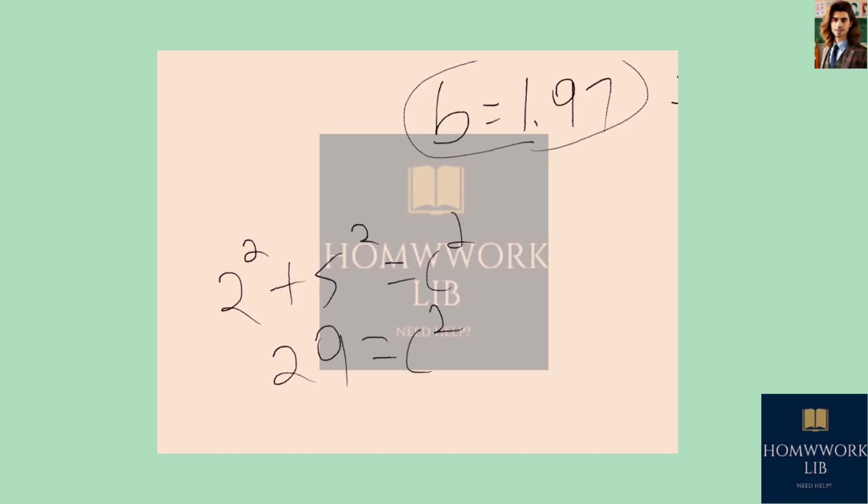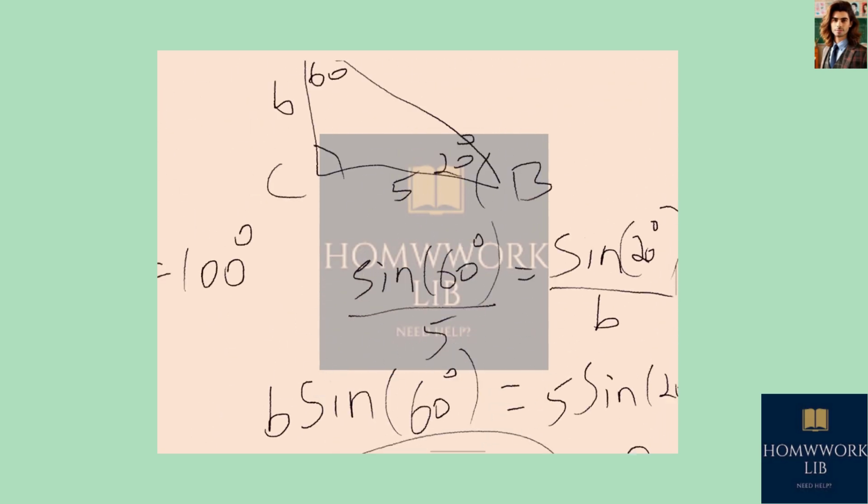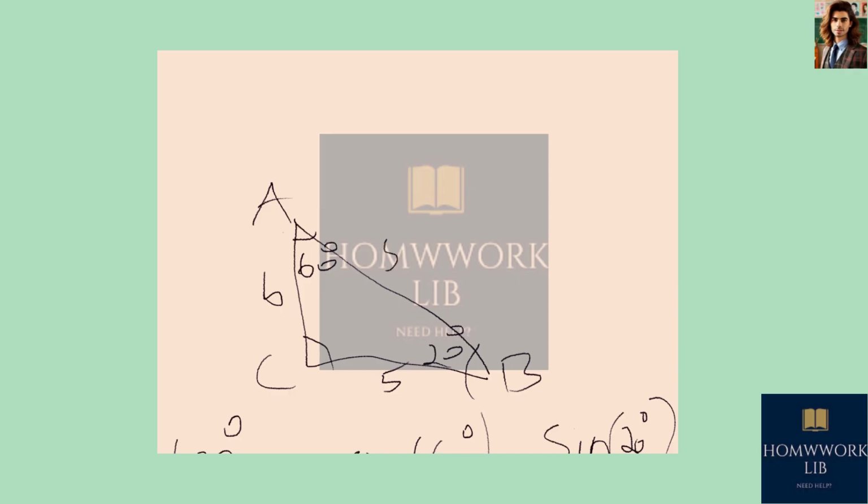And then C is going to be the square root of 29. And the square root of 29 is approximately 5.4. So side C here is about 5.4. And then that solves the triangle.